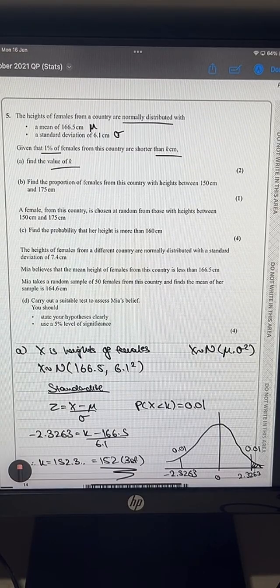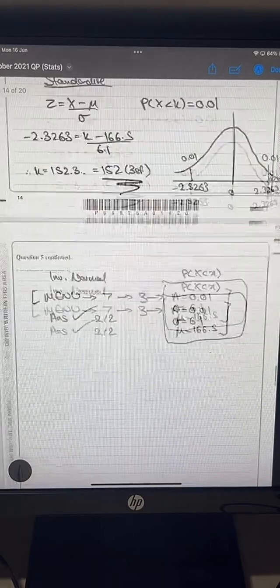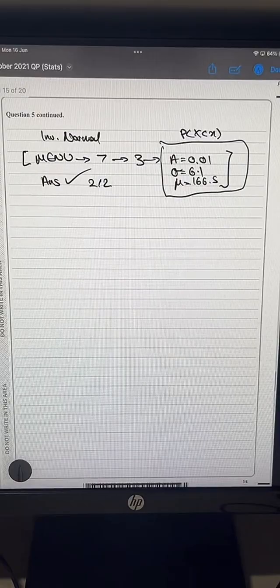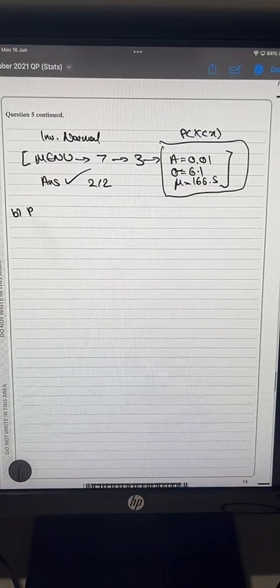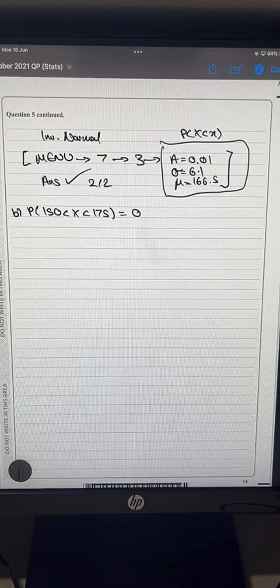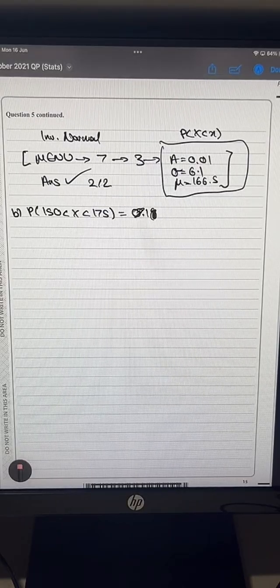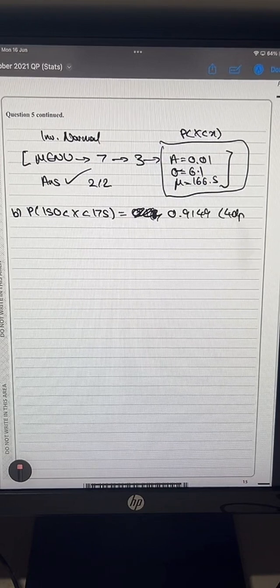Find the proportion of females in this country with heights between 150 and 175. Okay, that's just a simple distribution question. So 150 is less than x is less than 175. That's all of those values. Remember, you don't need the equals to sign because it's continuous. But then your calculator, you get, sorry, that's wrong. You get 0.9149 to 4 decimal places.